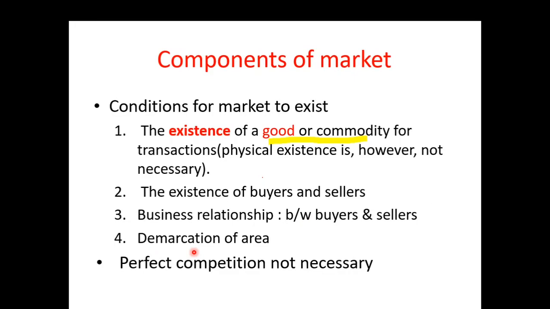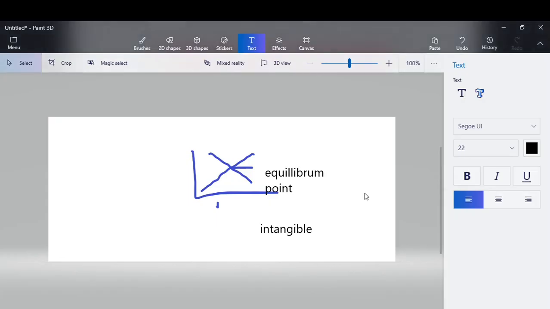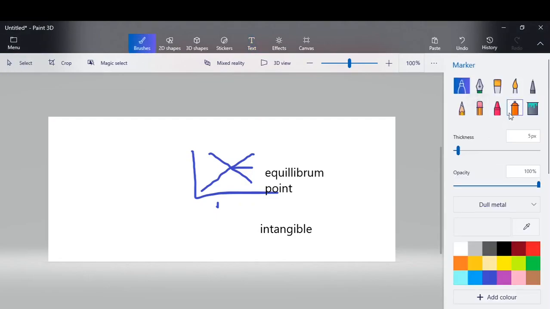Okay, we can say that, but in the case of online marketing, there will not be a demarcation of area. But in the case of any market, like a vegetable market here, there is a demarcation of area. And usually the ideal conditions say that perfect competition exists in the market. That's only theoretical. In the true case, perfect competition is not necessary for a market. You cannot say that perfect competition is necessary for a market.